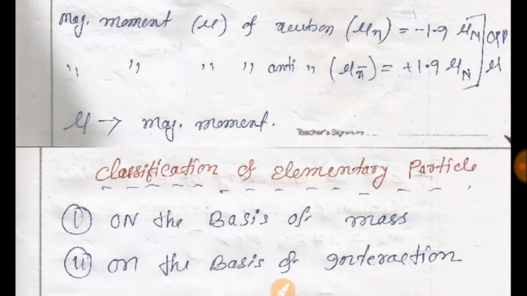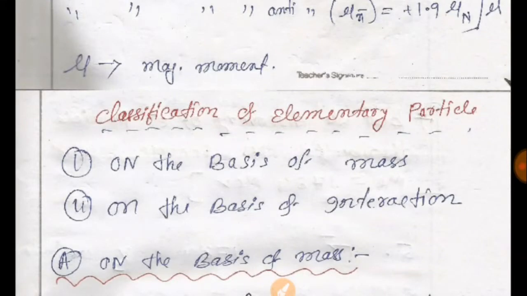Here is the main part of elementary particles. Whatever we learned so far is just the introduction to elementary particles. So let's begin our main topic. This is the classification of elementary particles. Elementary particles can be classified on the basis of mass and on the basis of interactions.